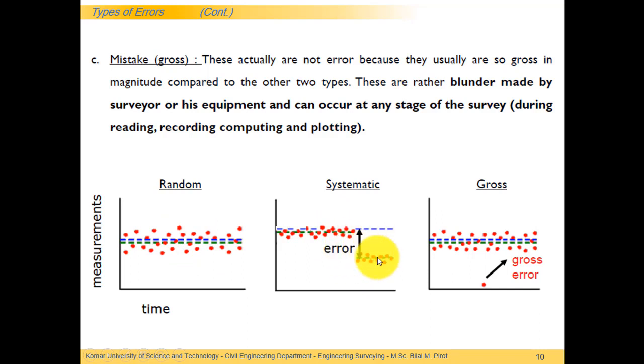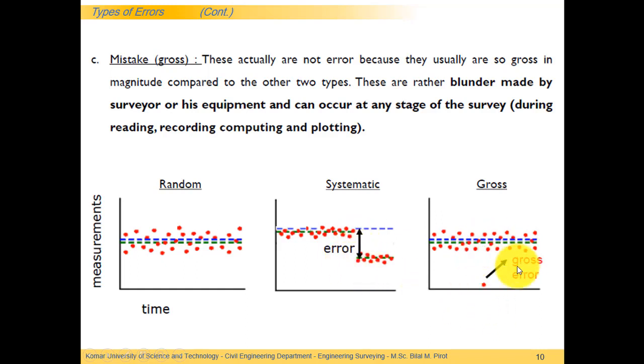Systematic errors are like this. As you see, all the data are very close to the two lines, but we have a group of data that has deviated from the true value. So most probably we have one single mistake that causes this type of error. So we can remove this gap by taking a mathematical correction.